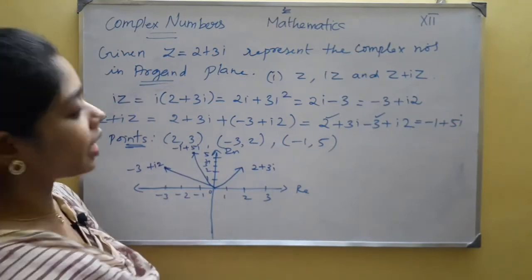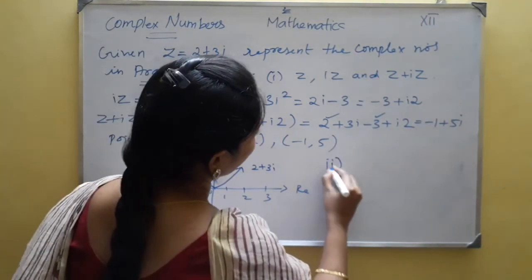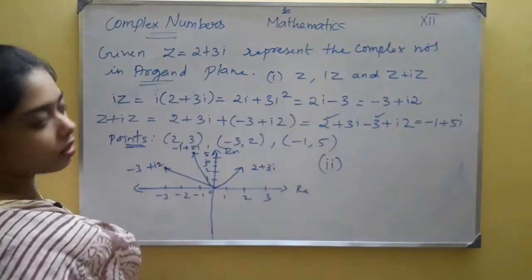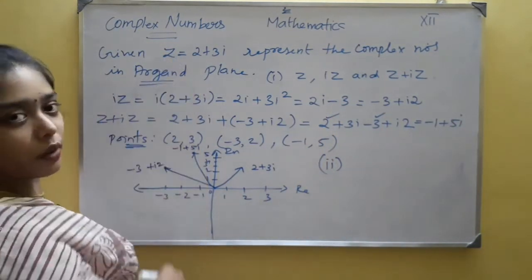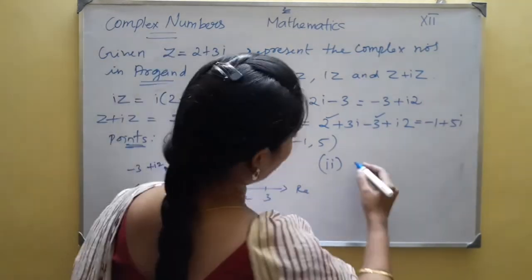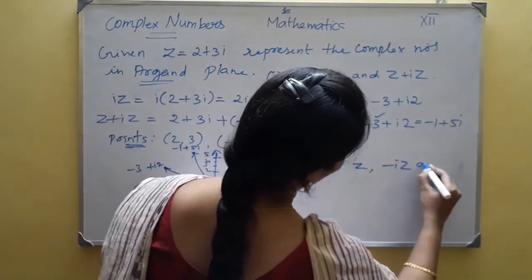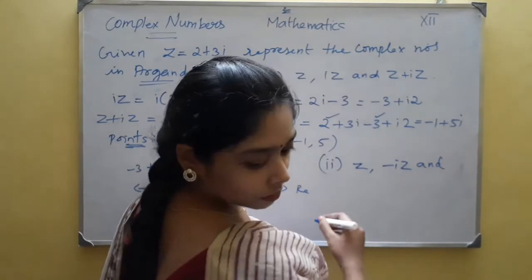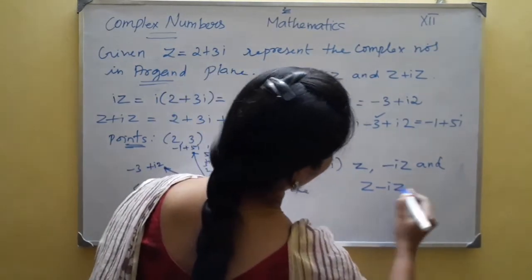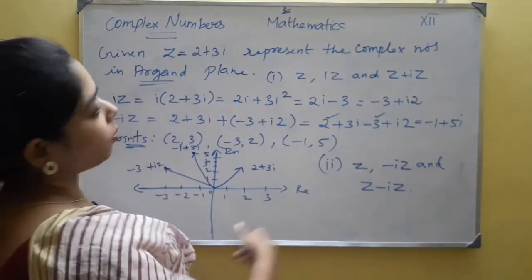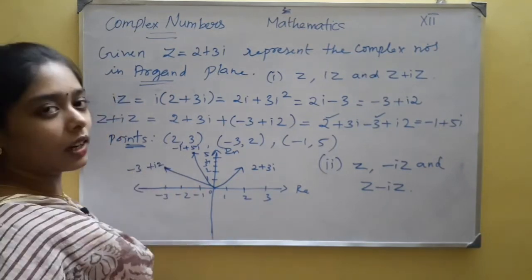I will give you the second subdivision as homework, because the first subdivision is the solution. Take the same z value. Second subdivision as homework: z minus iz, and represent these complex numbers in the Argand plane.